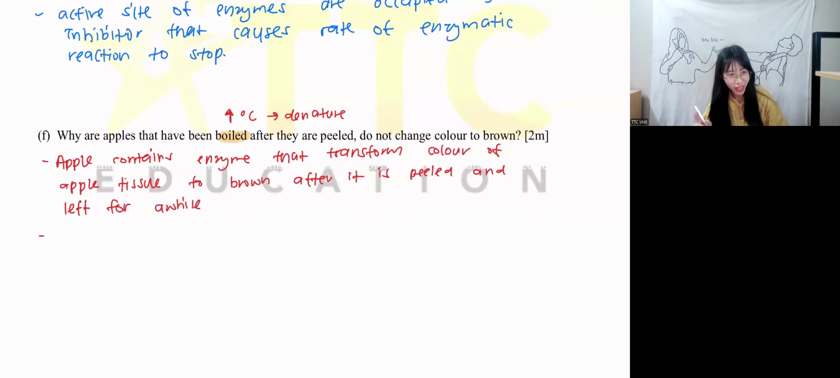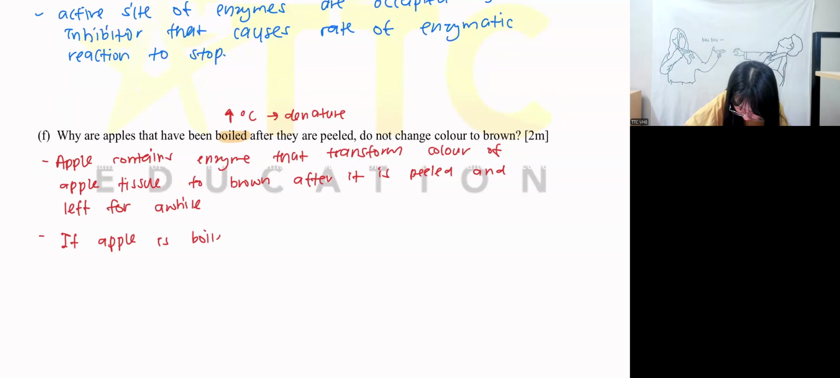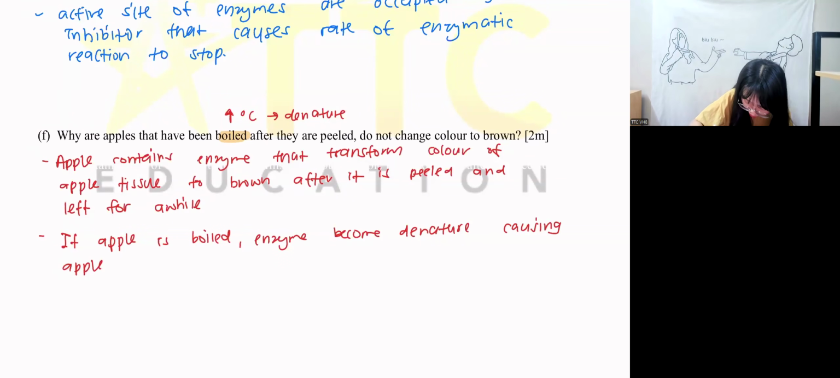哇，这个考难我了，这个东西。Okay, so we're gonna say if apple is boiled, enzymes become denatured, causing apple not to turn brown.